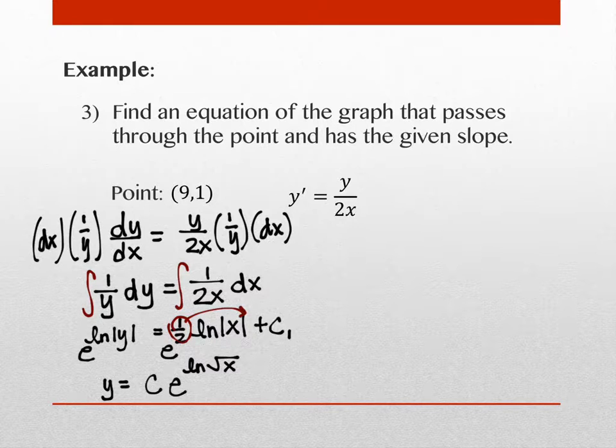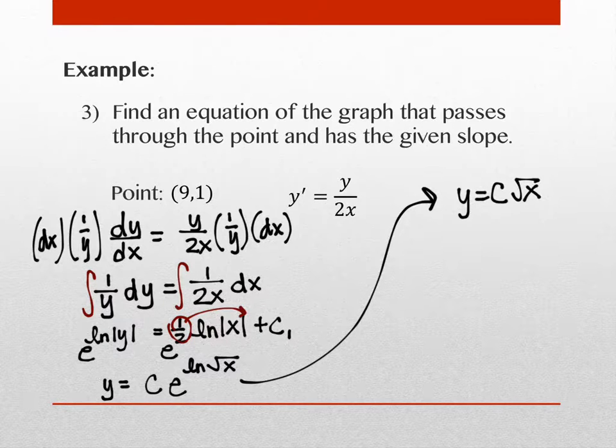The absolute values don't end up mattering. Yeah, because we got the square root. Exactly. So what happens when I have e to the natural log of the square root of x now? That's the square root of x. So this is y equals c square root x. So it actually does clean up pretty nicely.